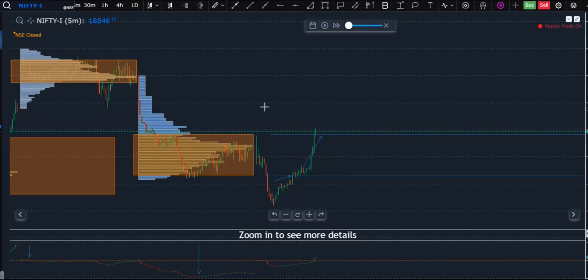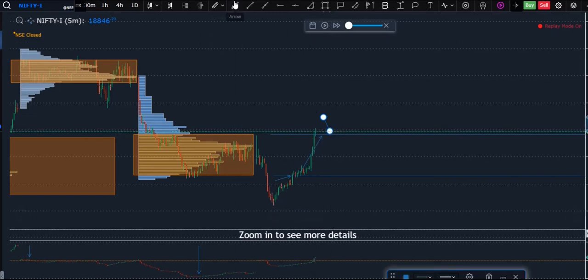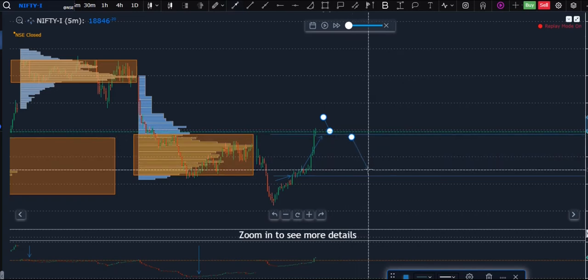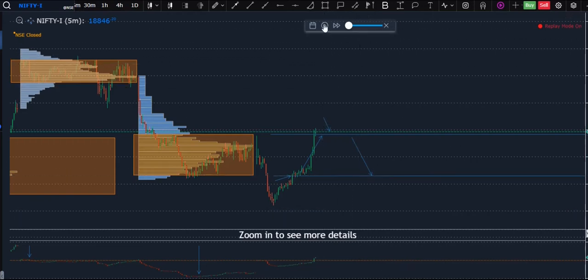Now the next setup would be if I see that the prices go back into the value area after traveling on the top. That would be my entry point, and the target would be the bottom of the value area. Let's see how this proceeded in the coming time frame.